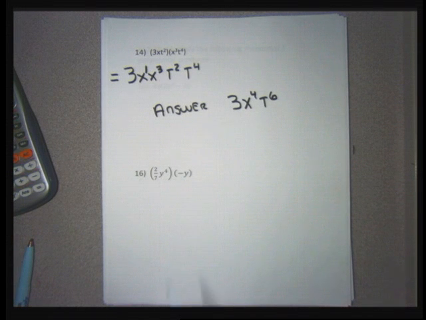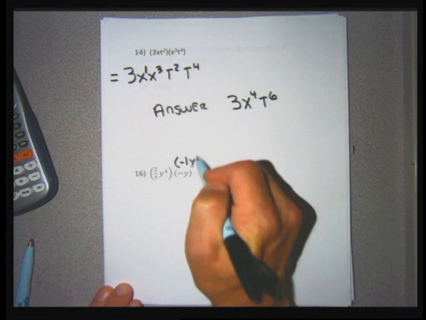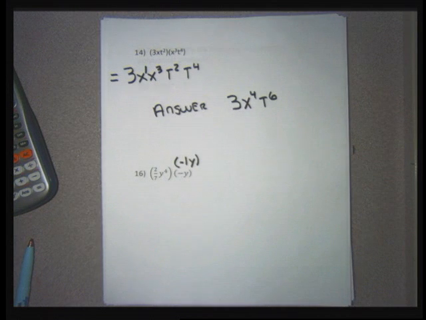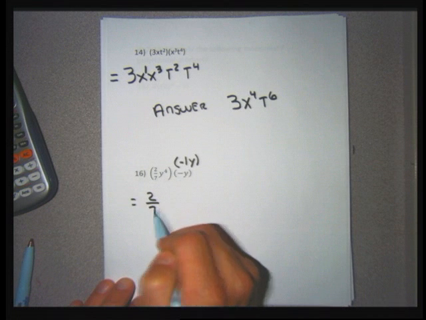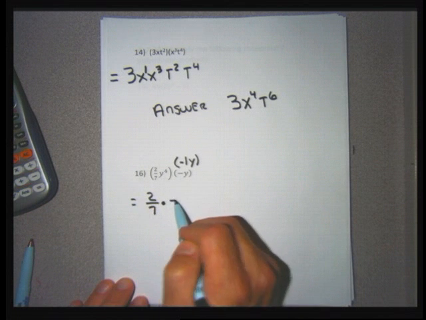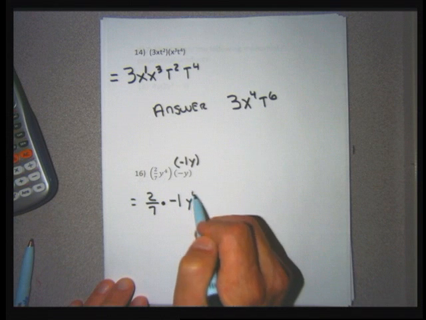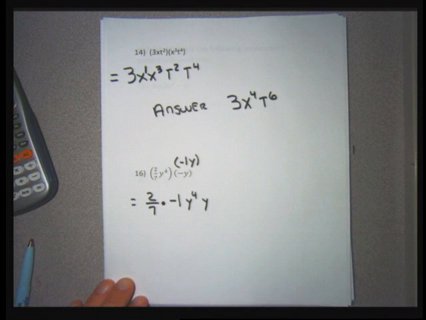For 16, I'm going to rewrite without the parentheses, and the second parentheses, I'm going to consider that as a negative 1y. Sometimes it helps me to see the ones, sometimes I don't need the ones. It's never wrong to put the ones in. If you need them, put them in. So when I rewrite 16, I'm going to write 2/7 from the first parentheses times negative 1 from the second parentheses times y fourth from the first parentheses and y from the second parentheses.